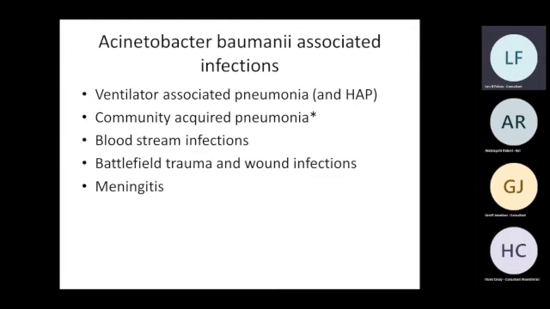It's associated with VAP. It's also associated with community-acquired pneumonia, not so much in the UK and Europe, more in Asia and Australia. Associated with bloodstream infections. I mentioned battlefield trauma and wound infections. It actually causes a type of skin and soft tissue infection, which is quite specific to Acinetobacter. But you really only see this in military personnel, so we wouldn't see very much of it. And it can be associated with meningitis.